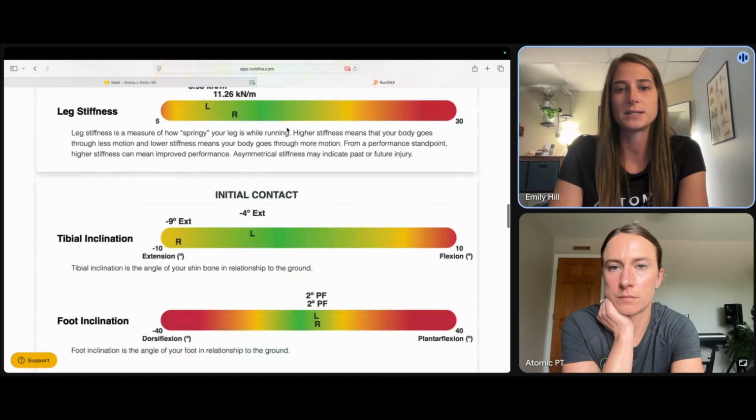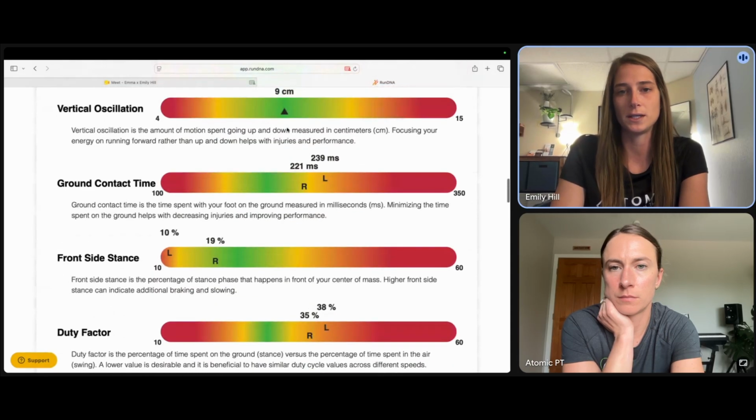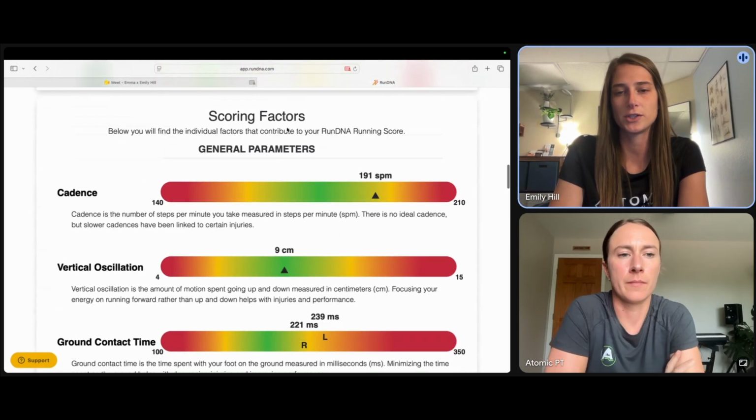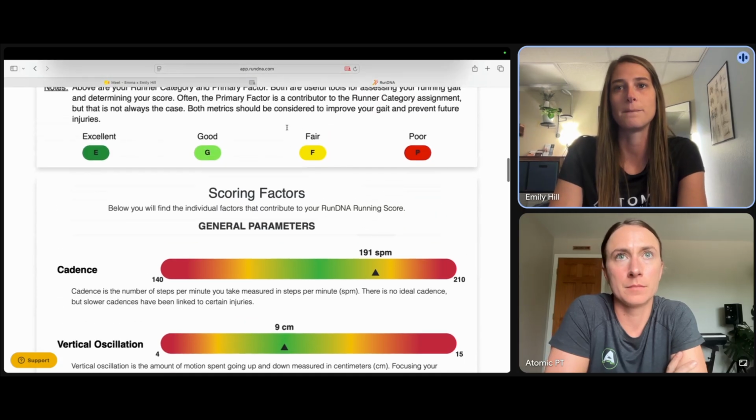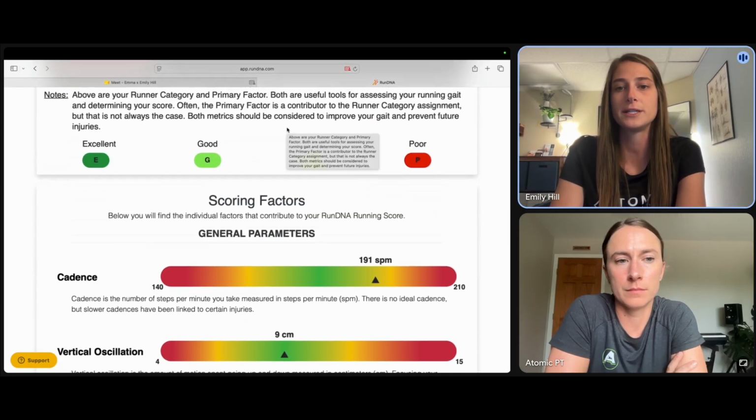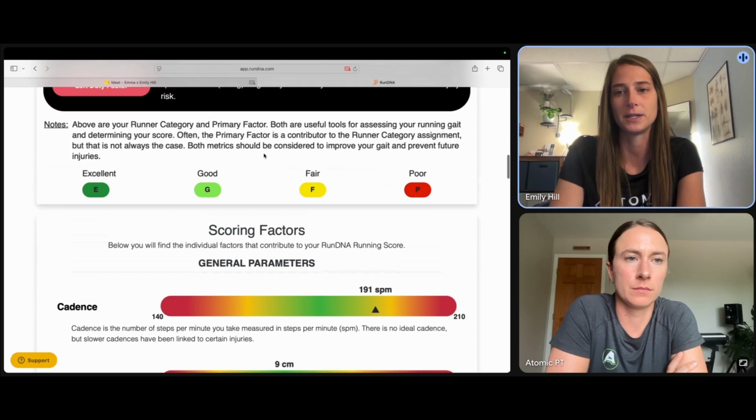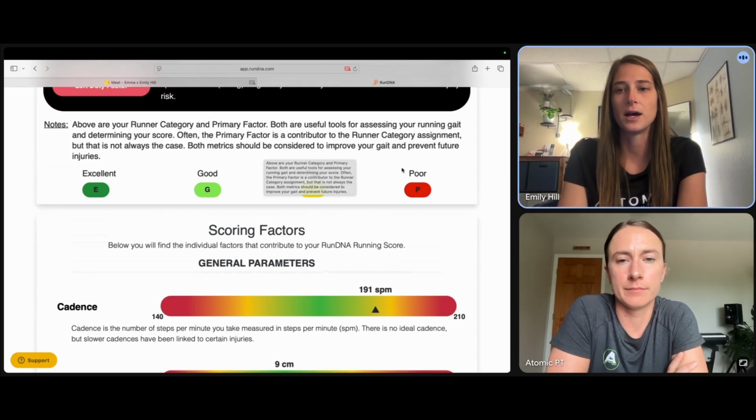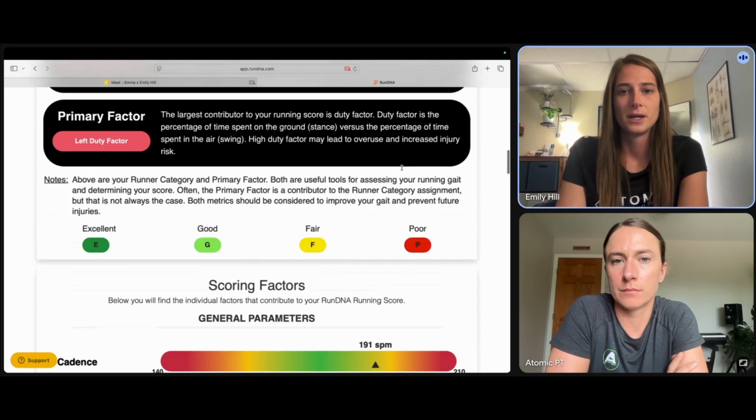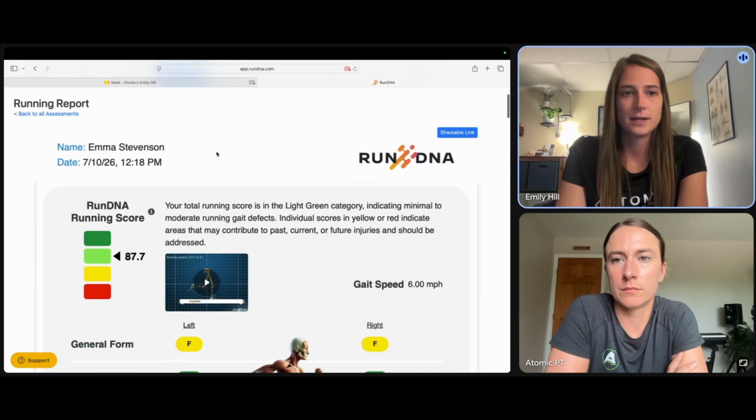And then obviously we'd still be working on stuff to address the Achilles. We'd be addressing gastroc strength, soleus strength, and then working on that ankle mobility too, knowing that she is a little bit limited with that plantar flexion, that dorsiflexion mobility while she's running. So then that's her report.